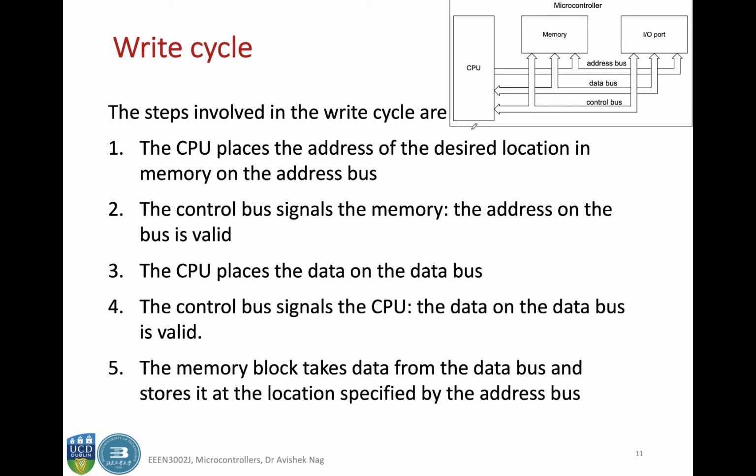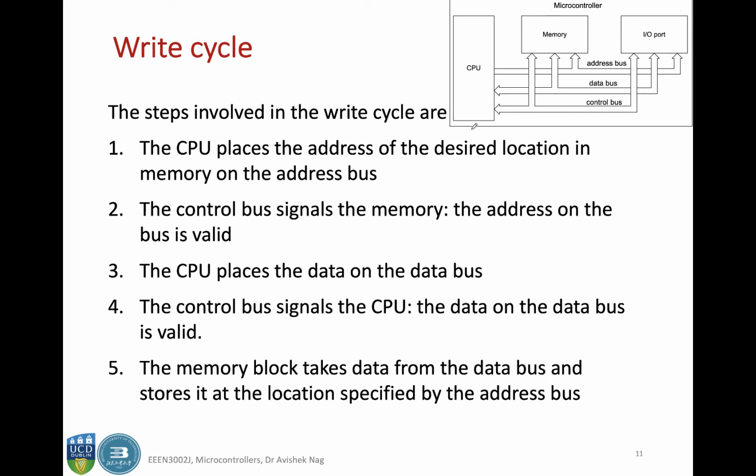So this is again the same as the previous step. Then the next step is that the CPU places the data on the data bus. Again, this step is the same. The control bus signals the CPU that the data on the data bus is valid. And then finally, the memory block takes the data from the data bus and stores it at the location specified by the address bus.